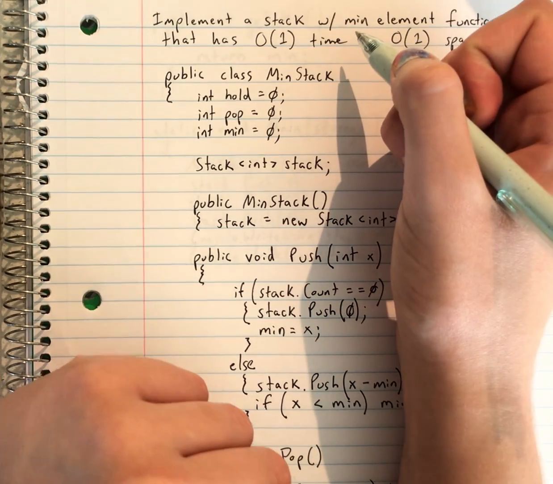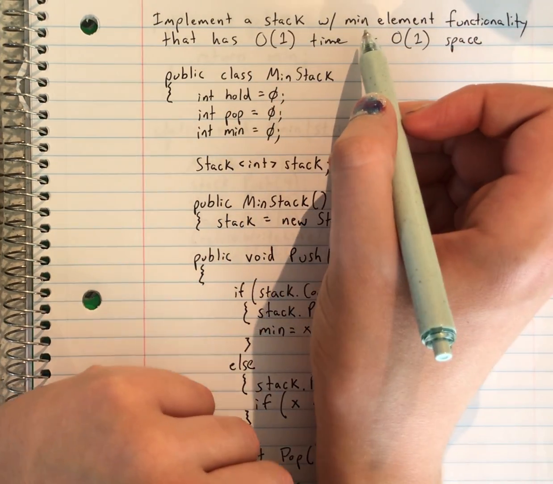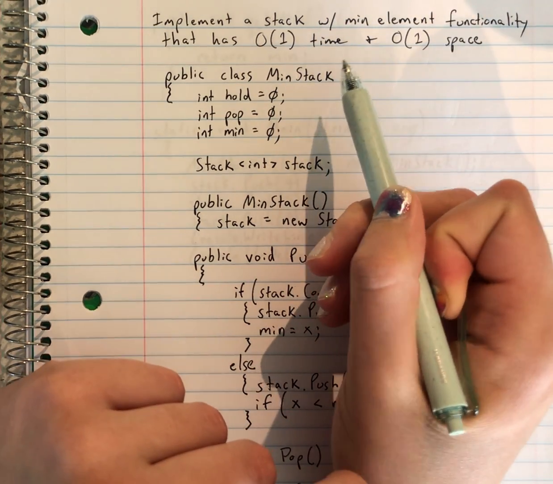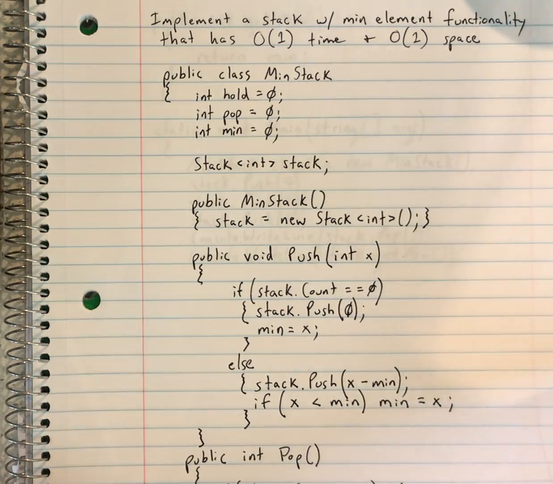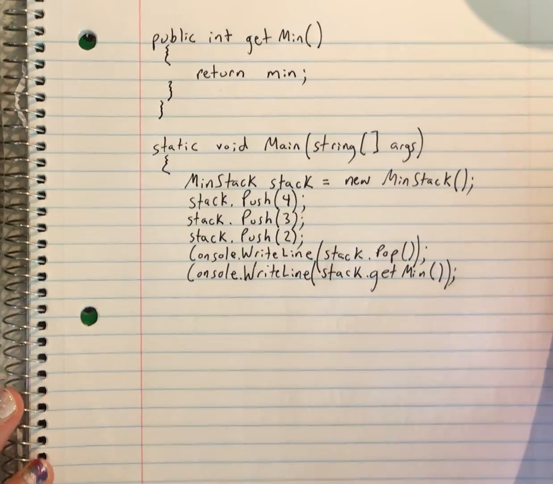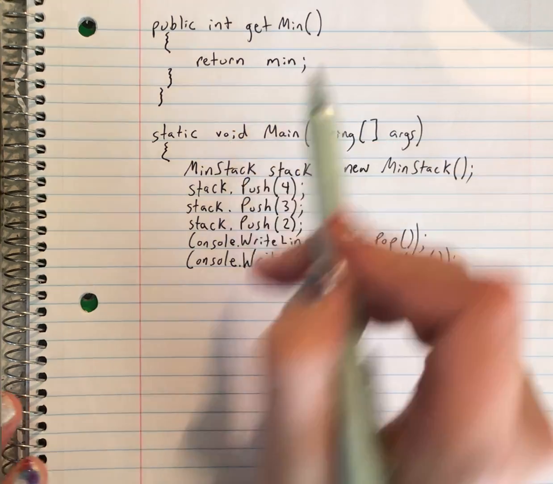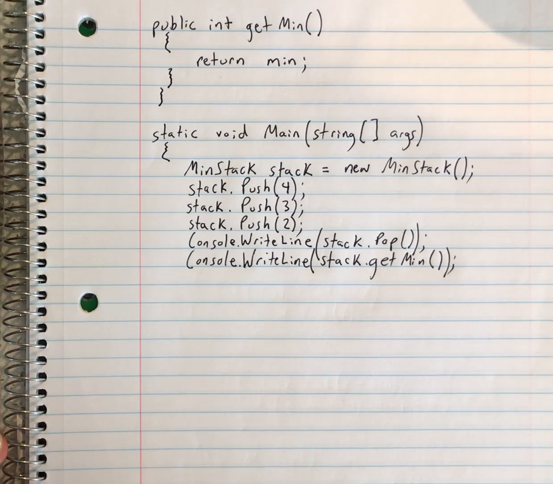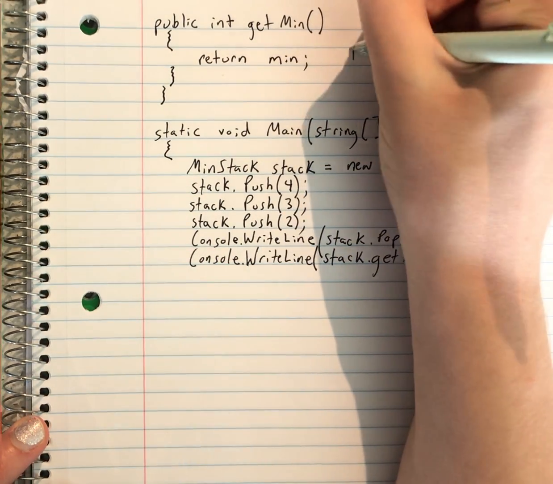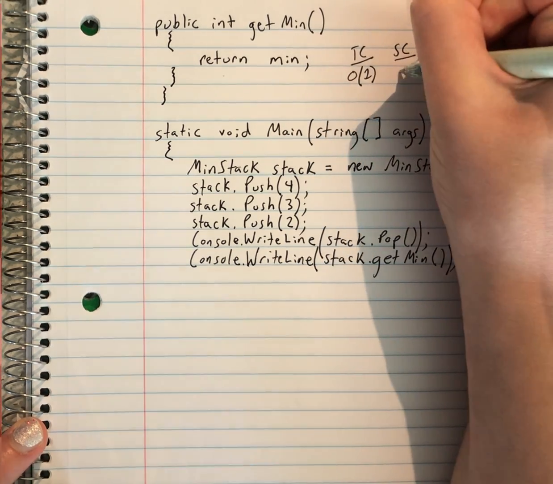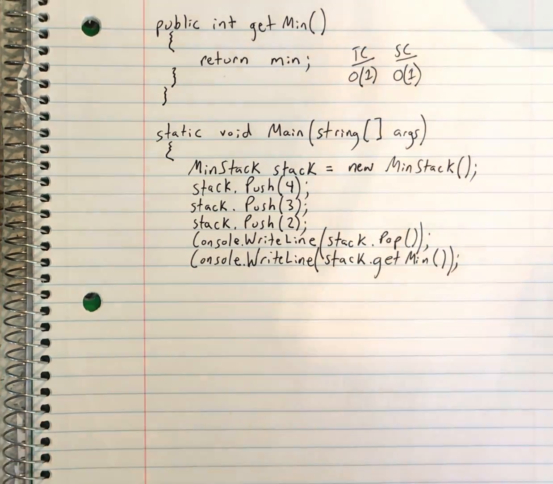So let's revisit the definition of the problem. Implement a stack with a minimum element functionality that has O of 1 time and O of 1 space. So let's just corroborate that that is indeed true. And yes, it is. Here's getMin. We simply return the min. That has a time complexity that is constant and a space complexity that is constant.